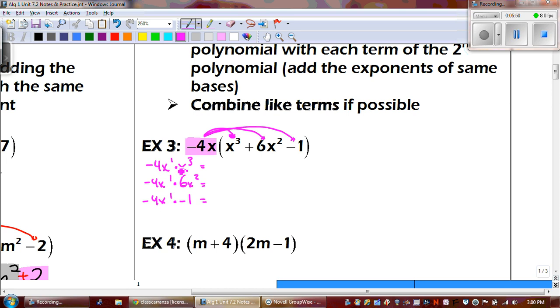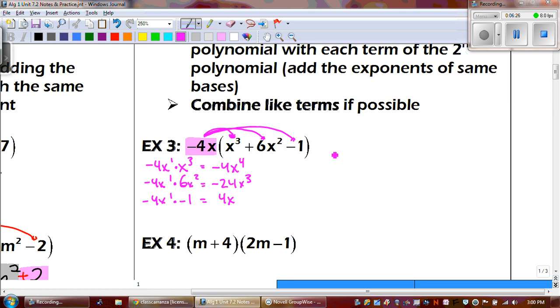So negative 4 times 1 is negative 4. And then x to the first times x cubed gives me x to the fourth. Remember, when we multiply, that's when we can combine the exponents. Negative 4 times 6 gives me negative 24. And then x to the first times x squared gives me x cubed. And the last one, negative 4 times negative 1 gives me positive 4x.